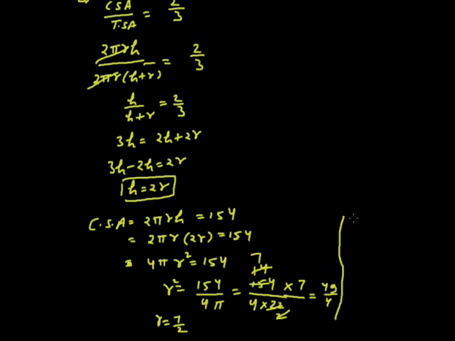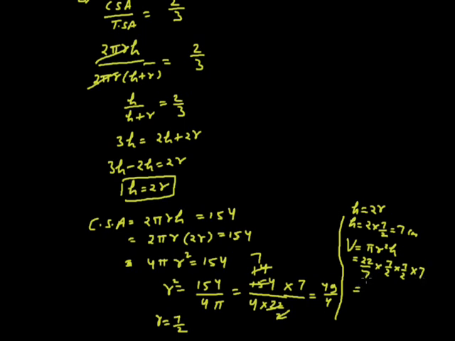Now we know that h is equal to 2r. So h is equal to twice into 7 by 2. So it is equal to 7 centimeter. So the value of h is 7 centimeter. Now we have to find the volume. So the volume is given as pi r square h. The value of pi is 22 upon 7. The r is 7 by 2. And the h is 7.